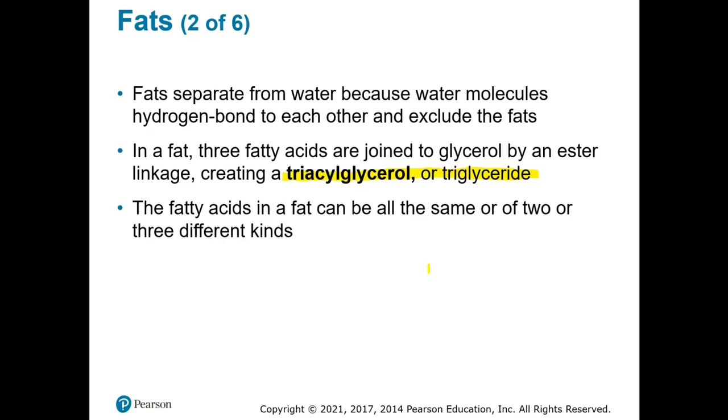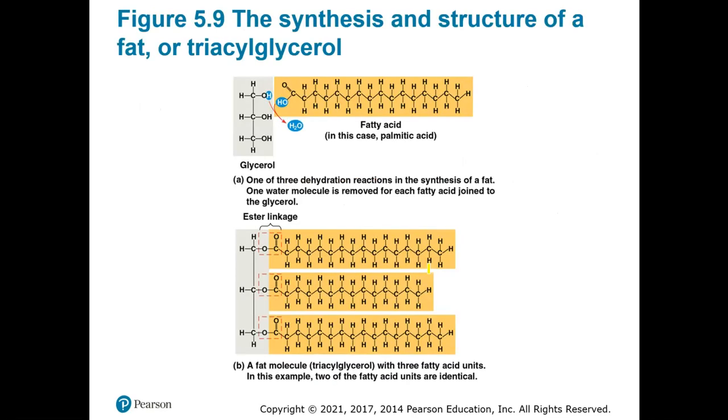glycerol that is joined to 3 fatty acid tails. So a fatty acid is a long hydrocarbon that has on the end a carboxyl group, and that's what makes it an acid. Carboxyl, remember, is C, double bonded to O, and then single bonded to OH. It's COOH. So we have a carboxyl group on the end of this hydrocarbon chain, and that makes it a fatty acid. So when 3 fatty acids are joined to a glycerol, we call it a triacylglycerol or triglyceride.